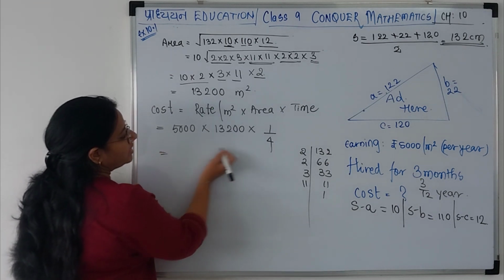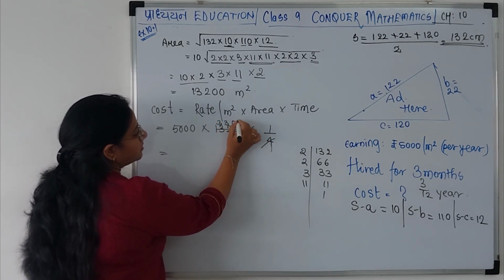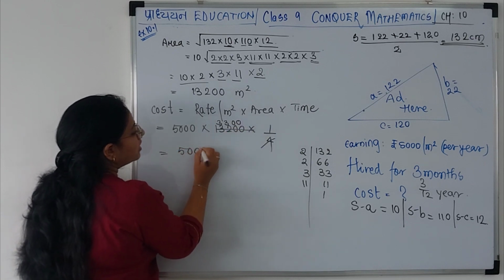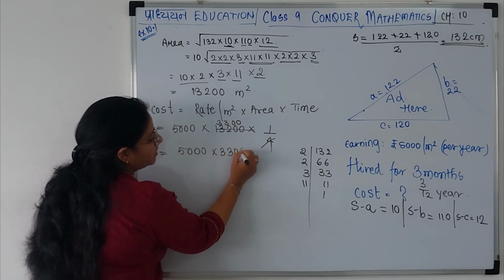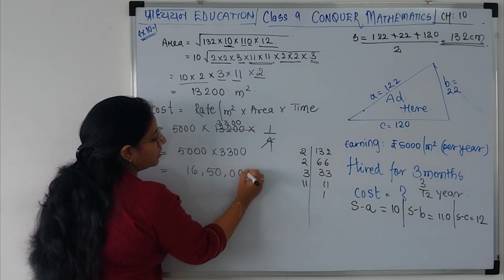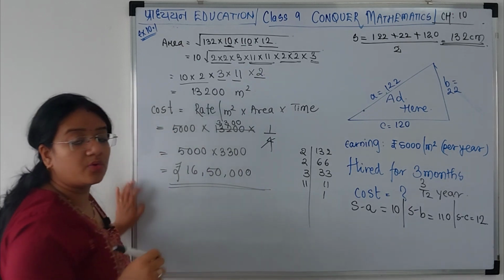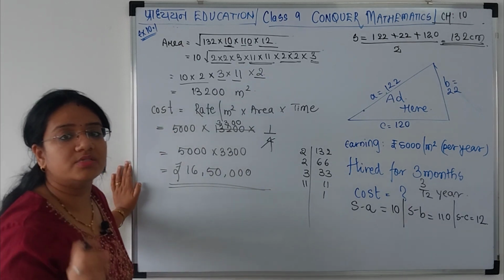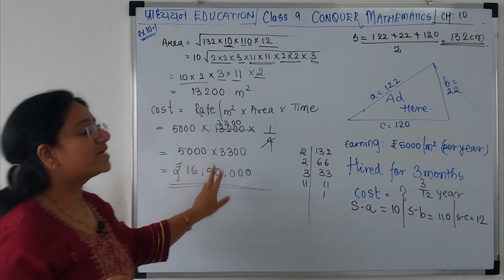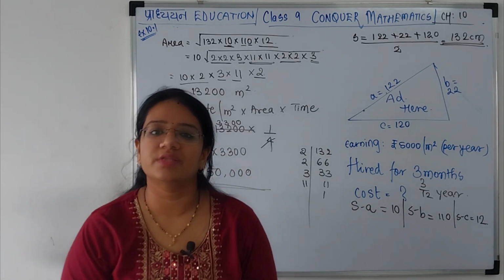So when you multiply this, we get 5000 into 330, which is nothing but 16,50,000 rupees. So the company is spending 16,50,000 rupees for an advertisement for just 3 months.